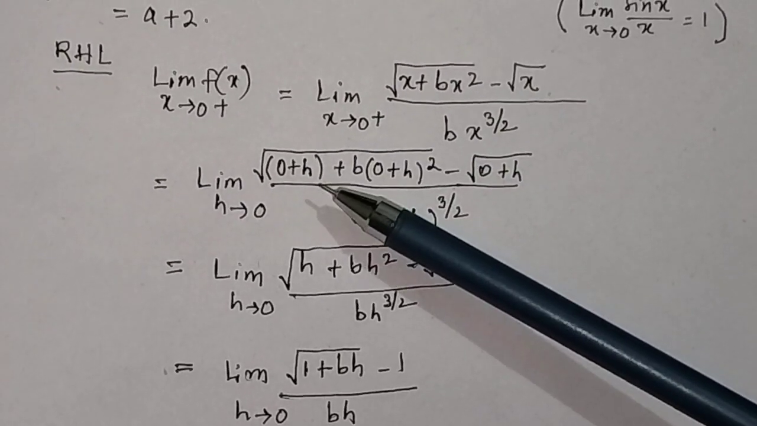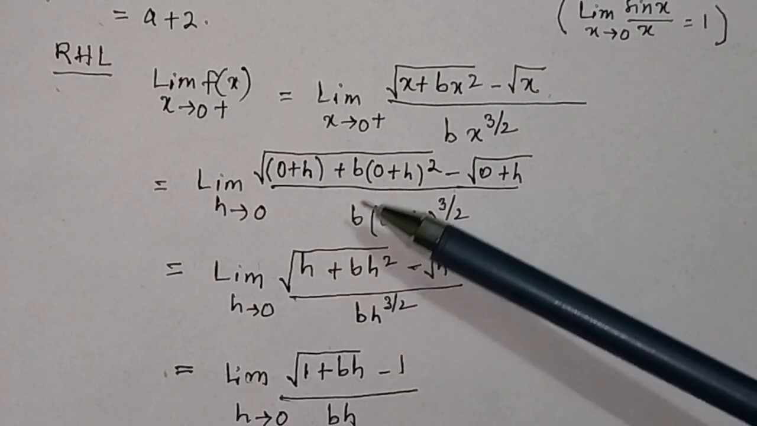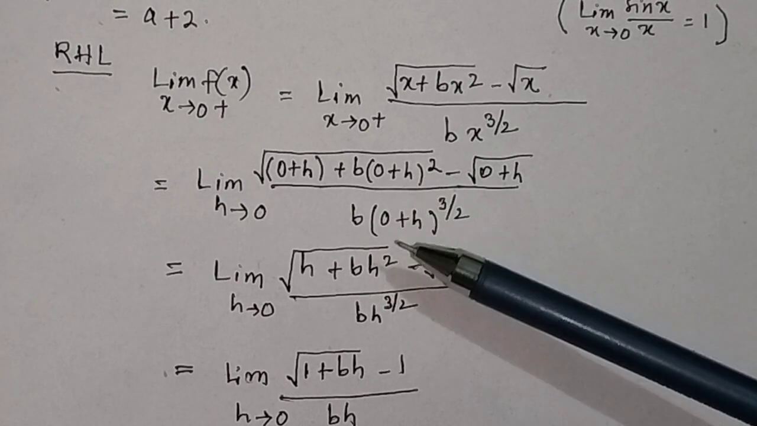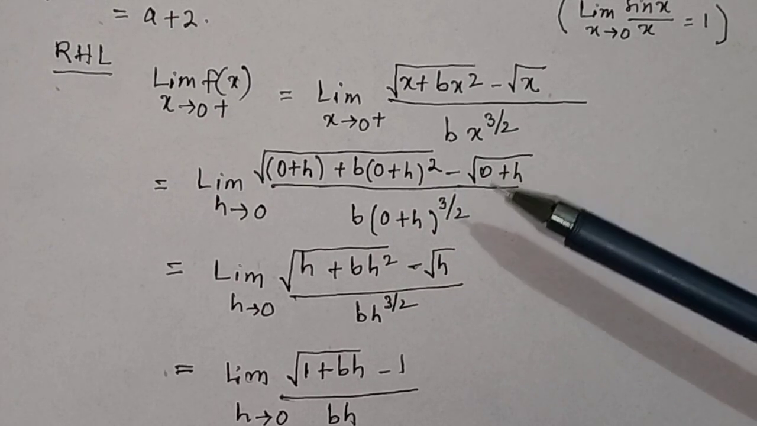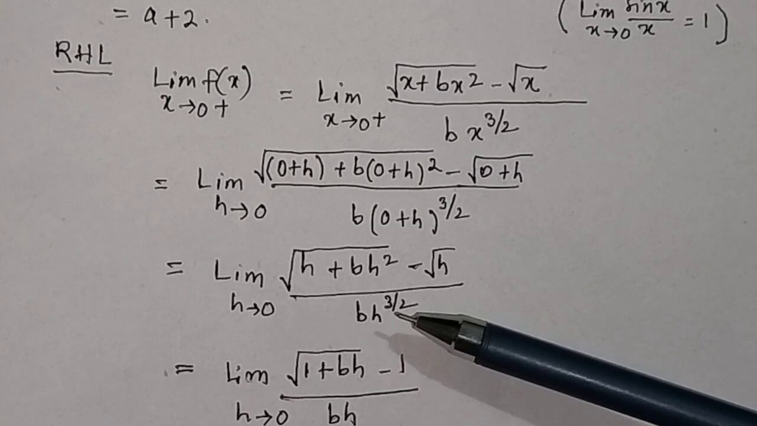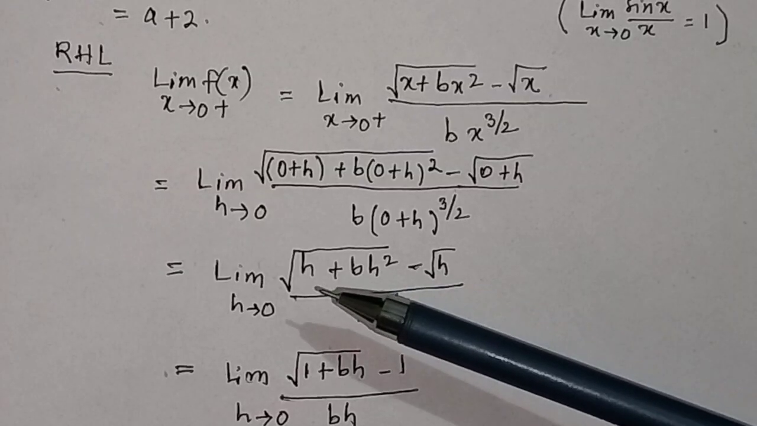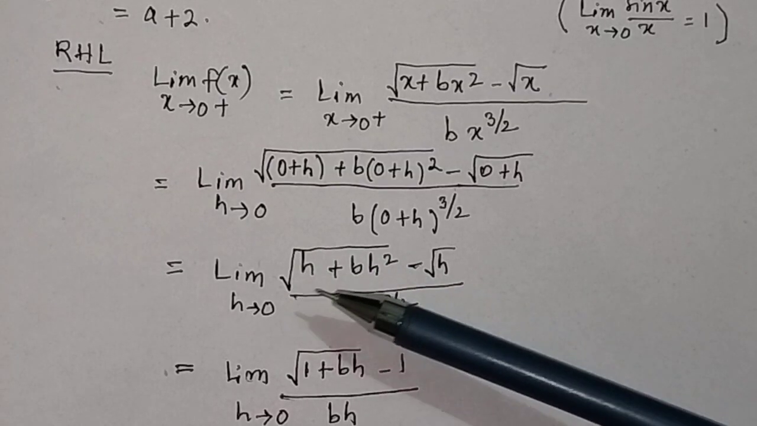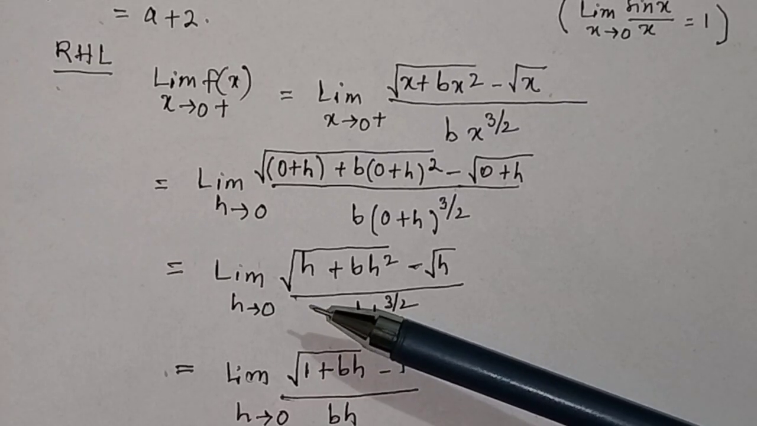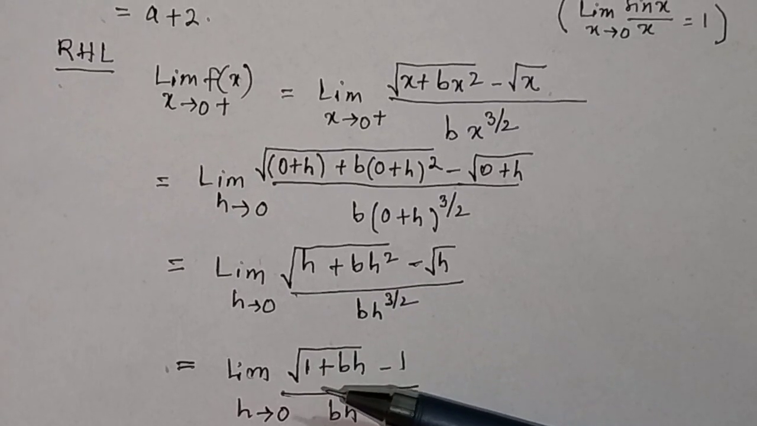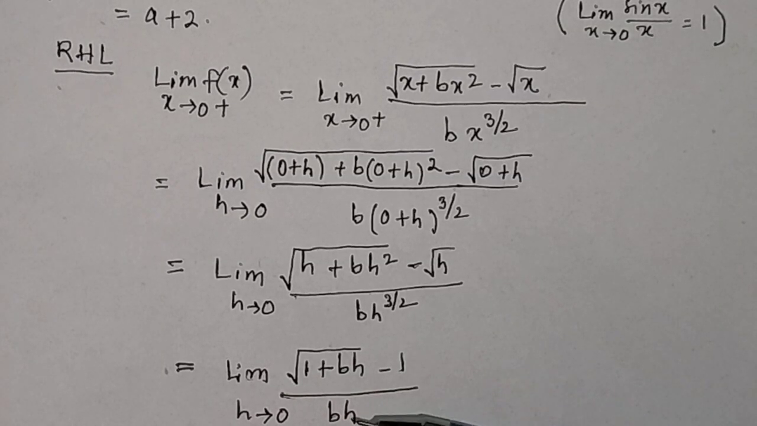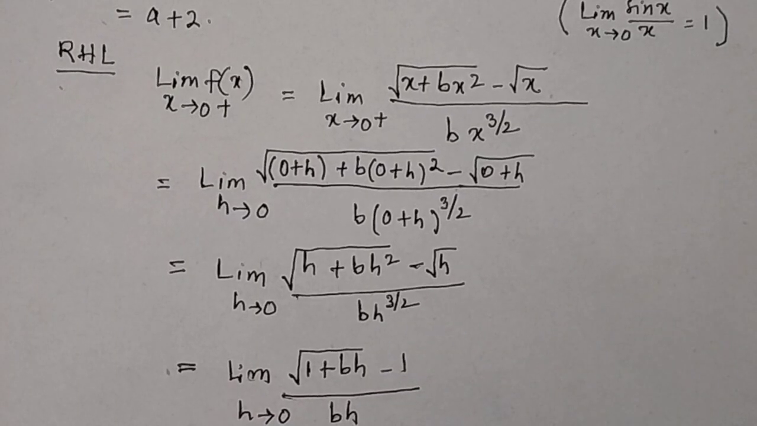So 0 plus h will be equal to h, and this term b into (0 plus h) whole square is b h square, minus square root of h, divided by b h to the power 3 by 2. And if you take h to the power half common in the numerator, and in the denominator also you have h to the power half, and they cancel. So the result will be limit of (1 plus bh square root minus 1) divided by bh, h approaches to 0.